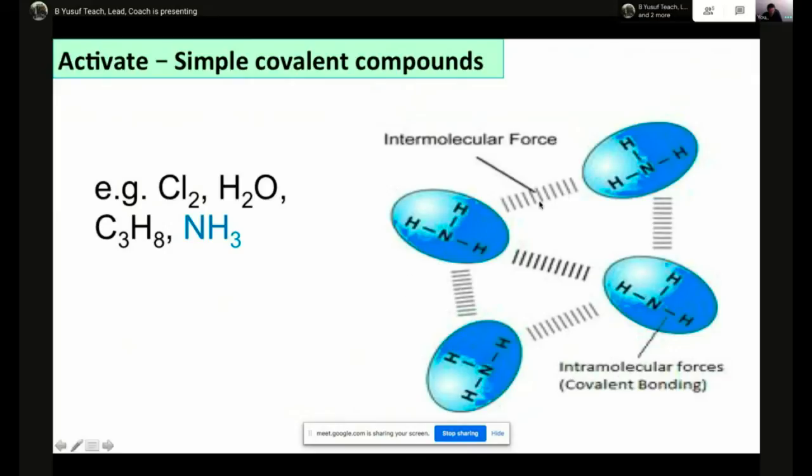But you'll notice that between each of those molecules, you've got intermolecular forces. And these forces are actually quite weak. Why?